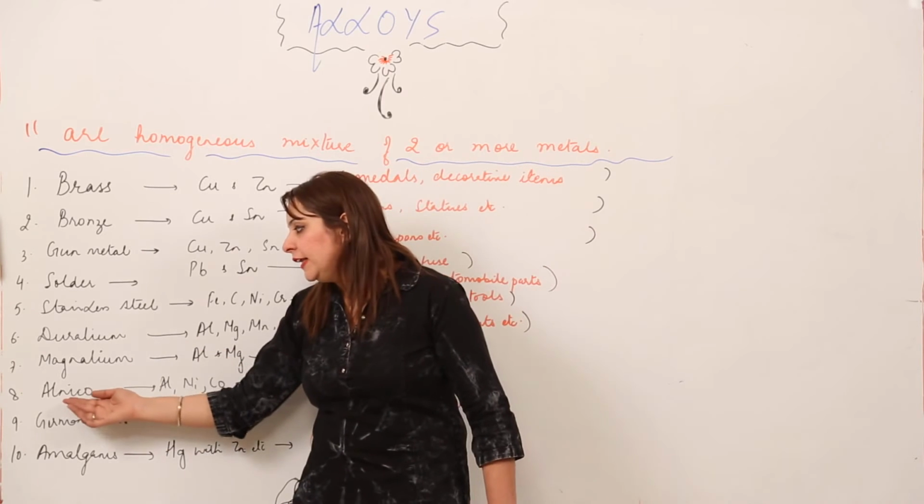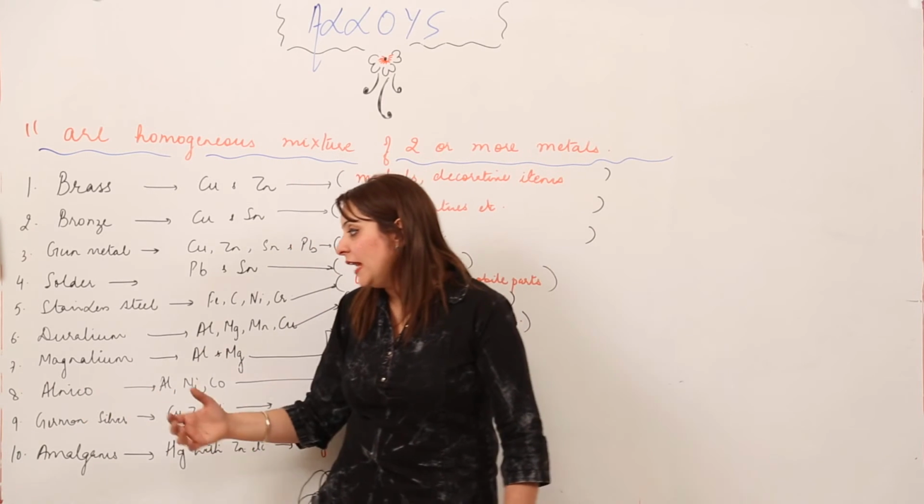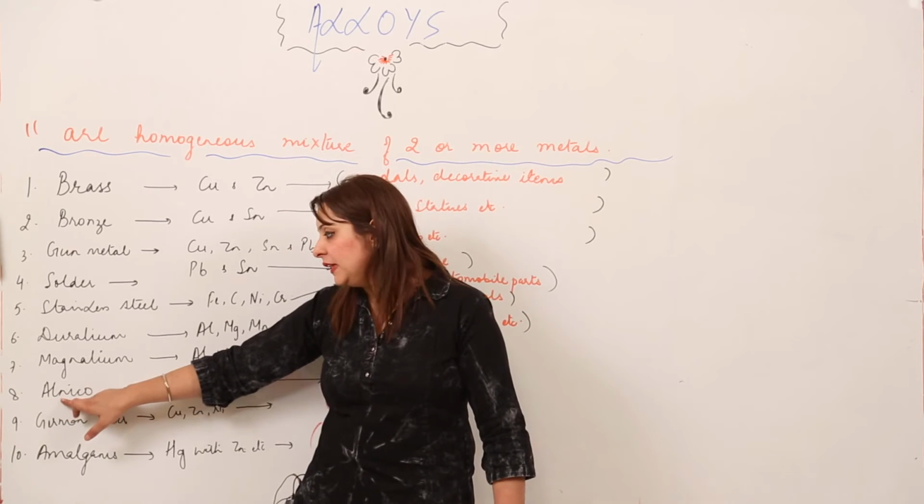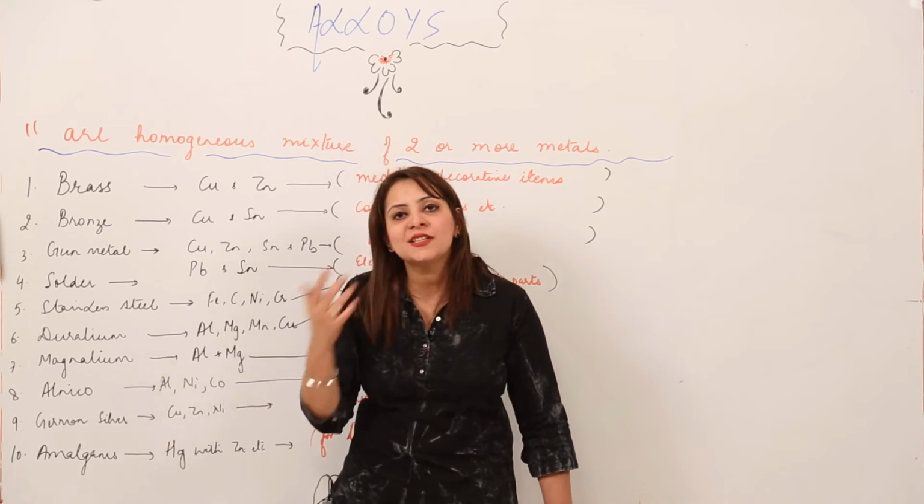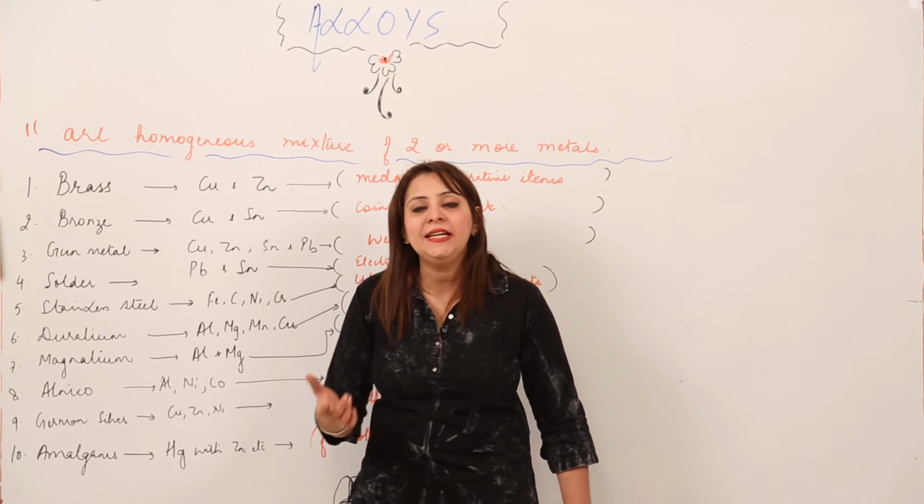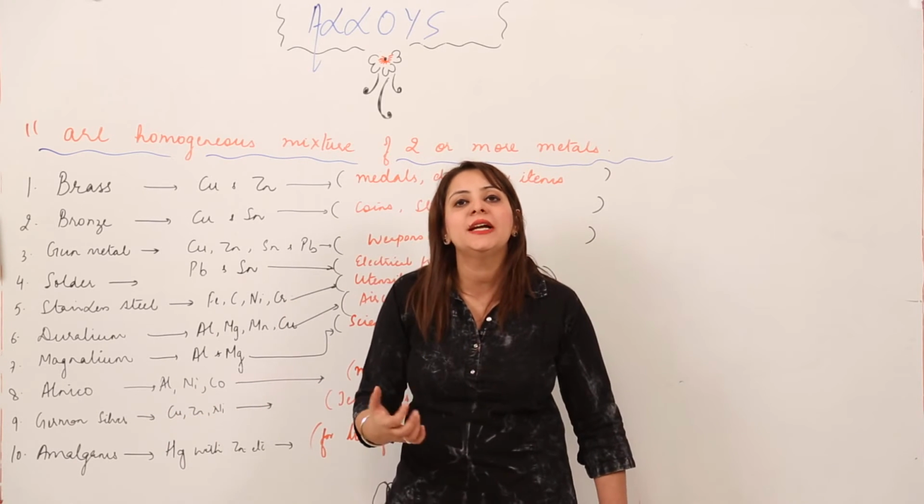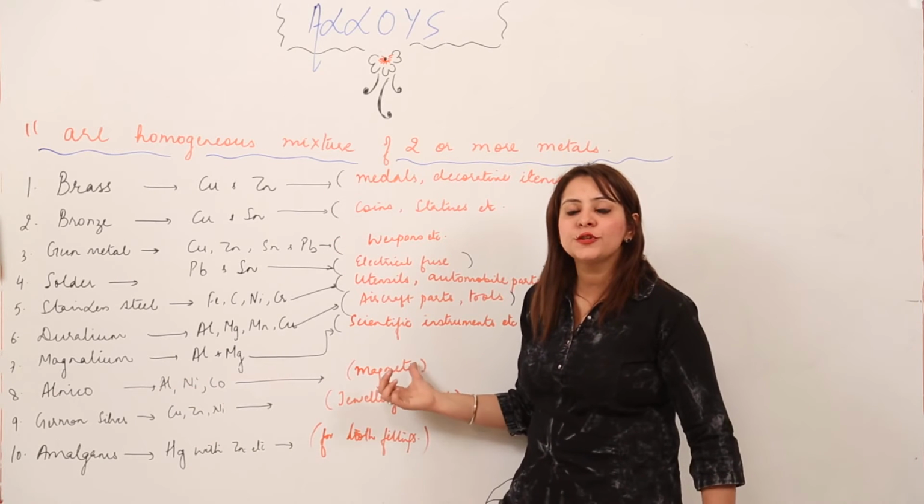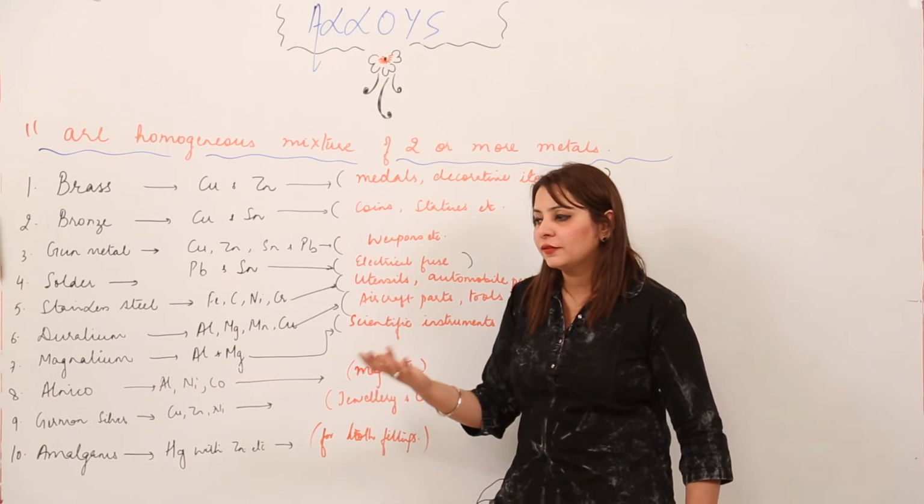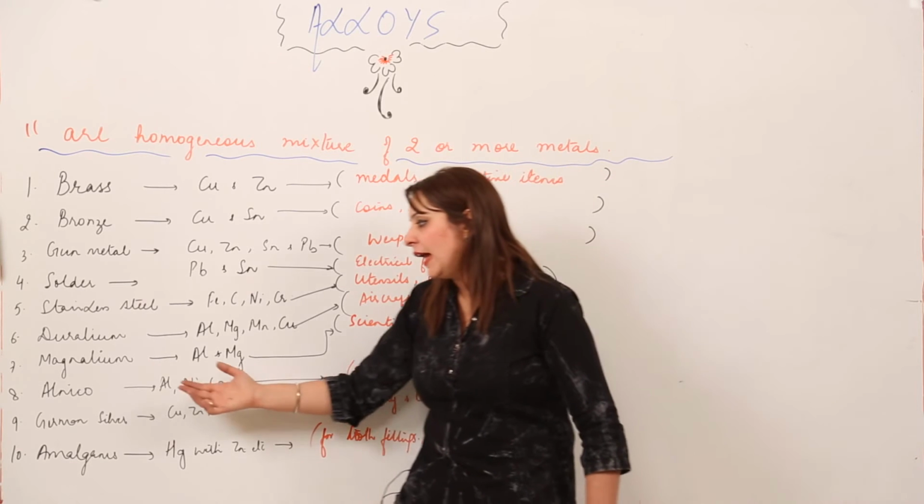Next we have alnico. As the name suggests, al-ni-co: al means aluminium, ni means nickel, co means cobalt. So it is very easy to learn its constituents, a mixture of aluminium, nickel and cobalt, and it is used in making magnets. The magnets which you use in the lab or anywhere are just made up of alnico.